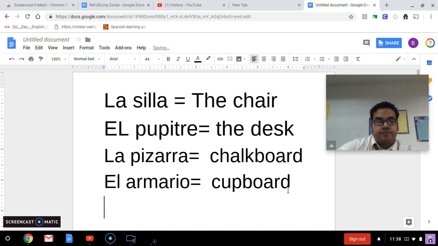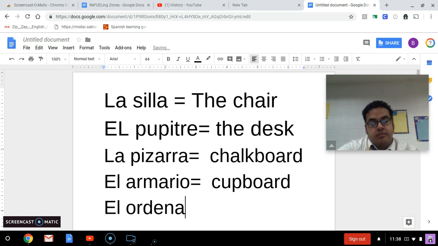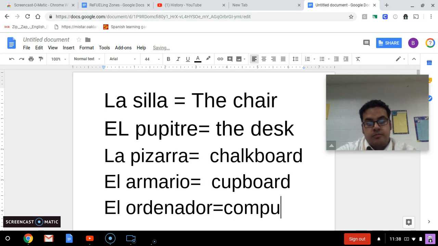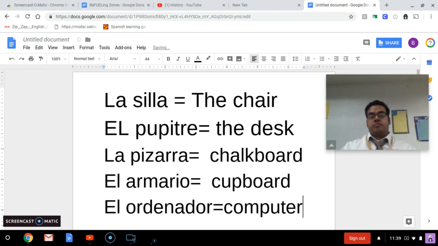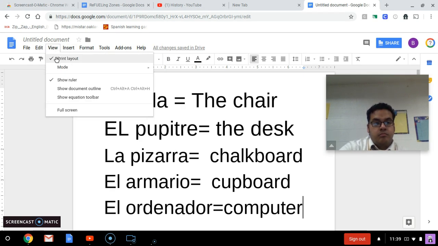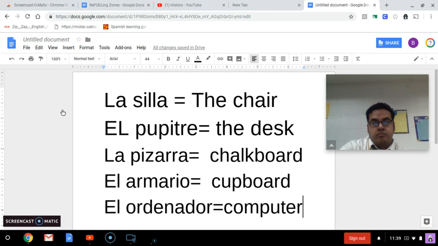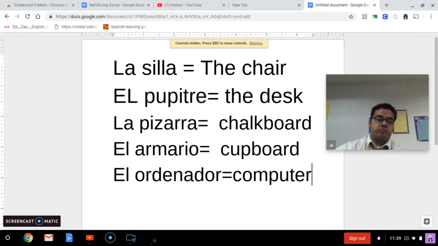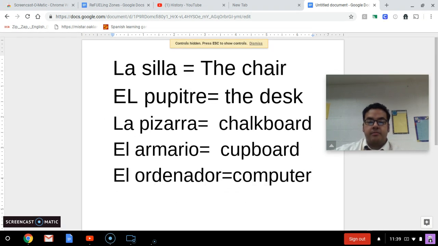Number 5, el ordenador. This is an old way of saying the computer. Again, I'm not going to write the word the, because the always stays the same.